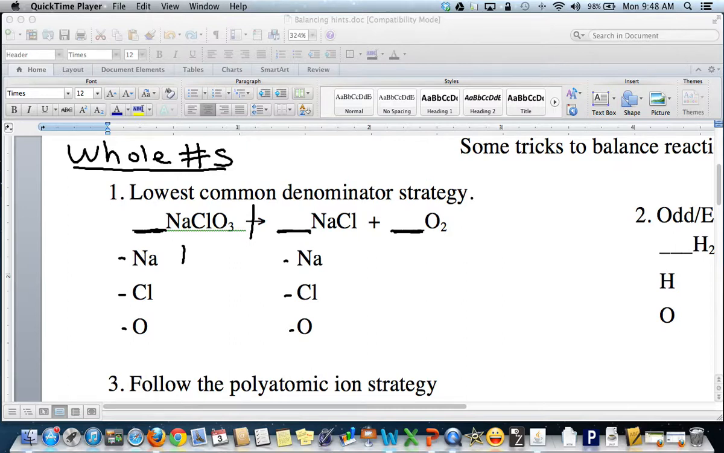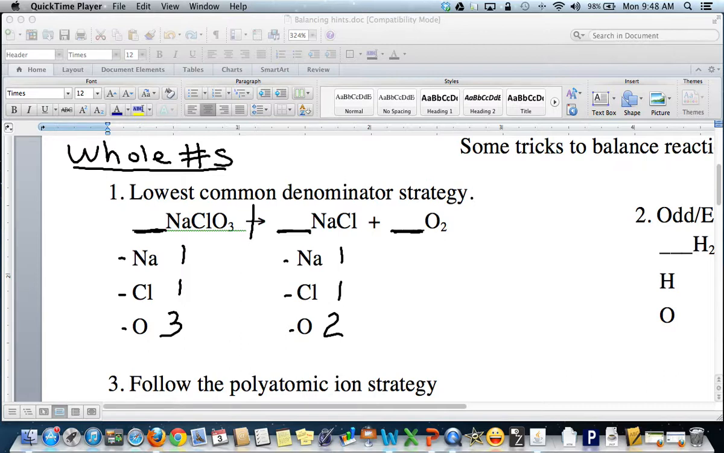1. How many chlorines are on the reactant side? 1. Oxygen? 3. Very good. On the product side, how many sodiums? 1. Chlorine? 1. And oxygen? 2. Oh, this is easy. So far, yeah. You're just adding things up.